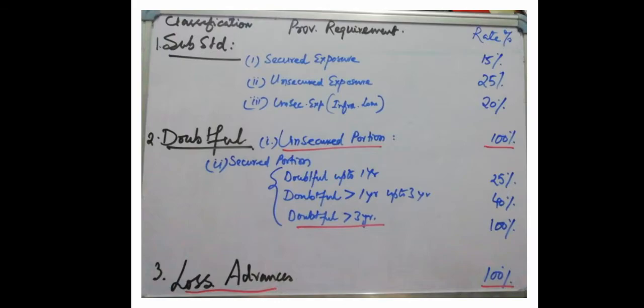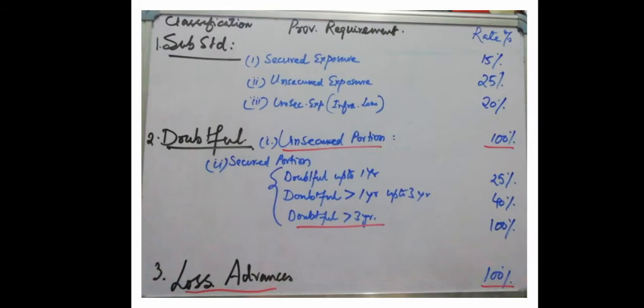Is it between 1 to 3 years, or is it greater than 3 years? In all these 3 segments, what we are supposed to do is keep a provision of 25%, 40% and 100% respectively. Anything greater than 3 years is considered equivalent to loss.